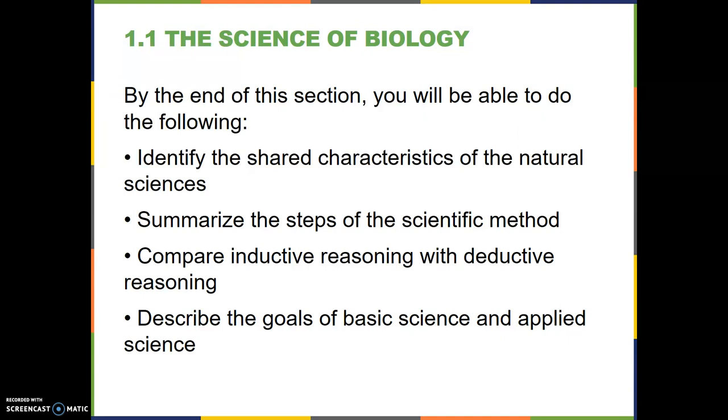This is just a list of content that you should be able to understand after reading this section or after going through this section. The shared characteristics of the natural sciences versus unnatural sciences, I guess. Sciences like computer science would not be a natural science. But physics and biology and geology, chemistry are all natural science. And in science, we typically use the scientific method to solve problems. So we will cover the steps of the scientific method. And when we use the scientific method, we use two types of logical reasoning processes, inductive and deductive. So we'll talk about the differences between those. And then the goals of basic science and applied science.